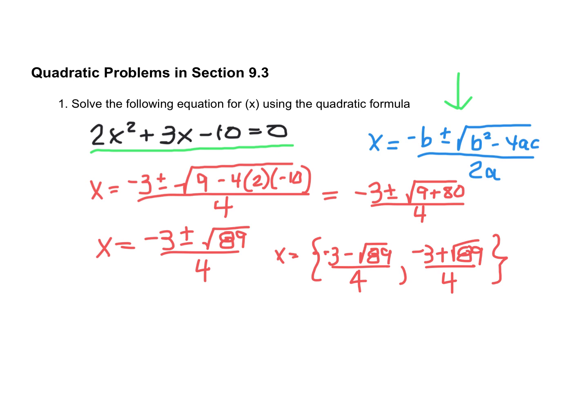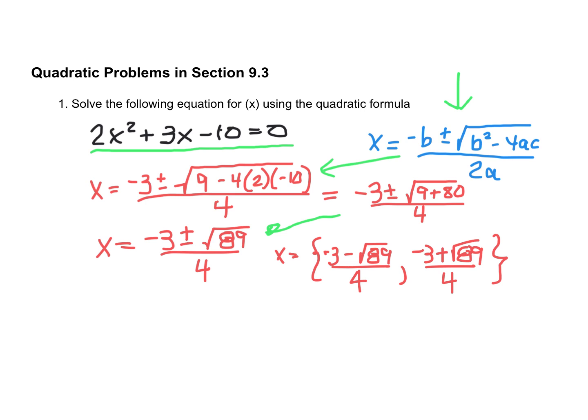When we plug that into the quadratic formula, we get minus 3 plus or minus the square root of 9 minus 4 times 2 times minus 10, all over 4. And we combine terms. We get minus 3 plus or minus the square root of 9 plus 80, which is then 89.